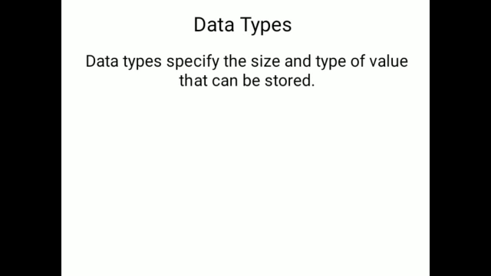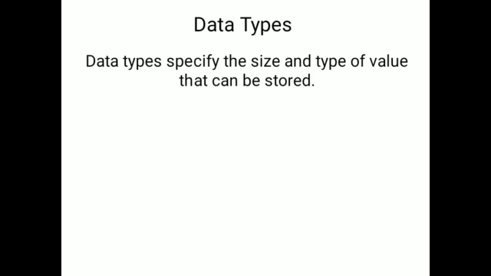Next we move on to the data types. Every variable in Java has a data type. As the name specifies, data type means type of the data. It specifies the size and type of value that can be stored. And Java language is rich in its data types, and there are a variety of data types available for the programmer to select the appropriate data type based on the needs of the application.